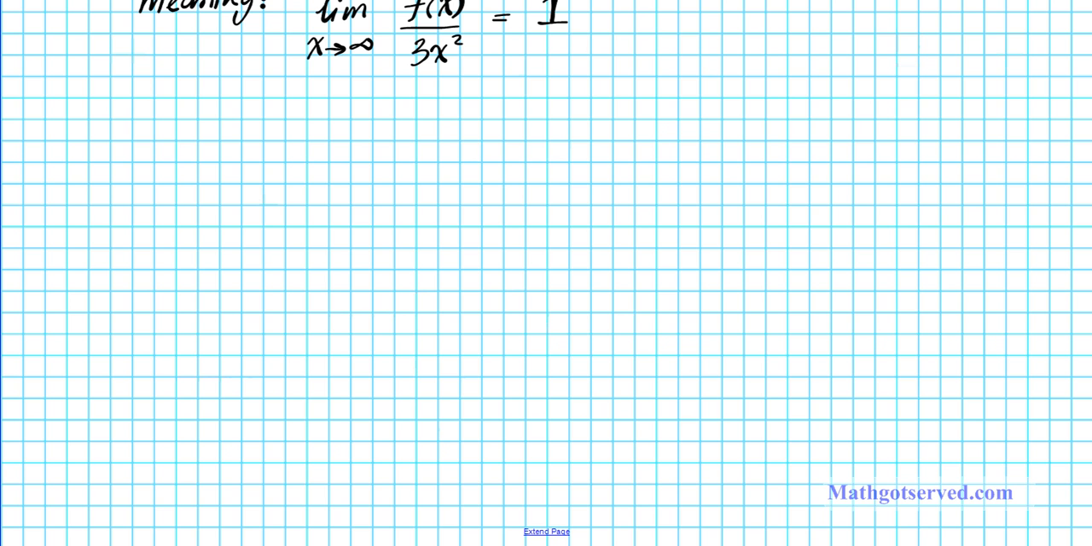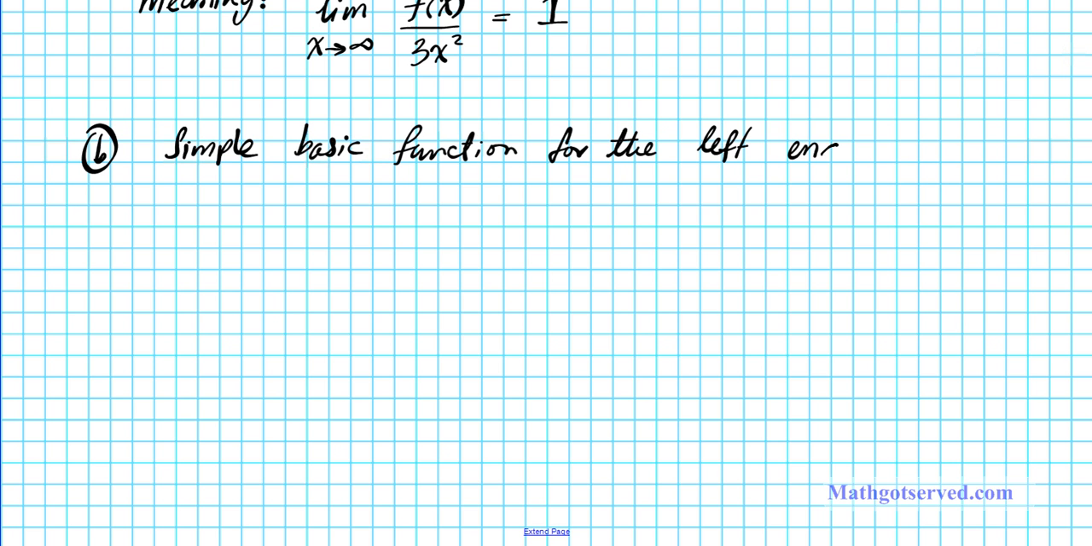Alright, now let's take a look at the B part. For the B part, we are going to be looking for the simple basic function for the left-hand behavior. Okay, left-hand behavior.